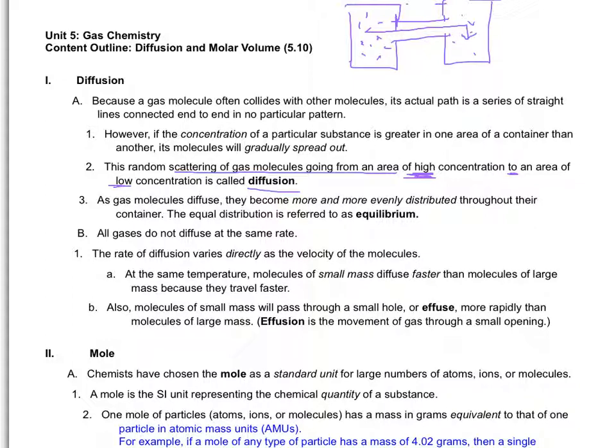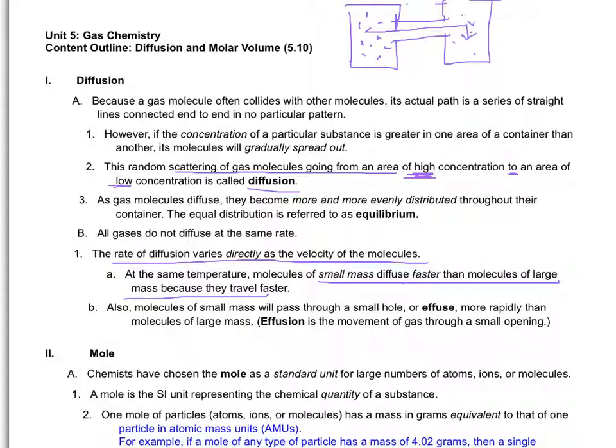And the rate of diffusion, or how fast they do this, depends on the size of the molecules, or the velocity of the molecules, how fast they're moving. At the same temperature, a smaller mass molecule will diffuse faster than a larger mass molecule. And that ought to make sense. The heavier it is, the slower it's going to move.